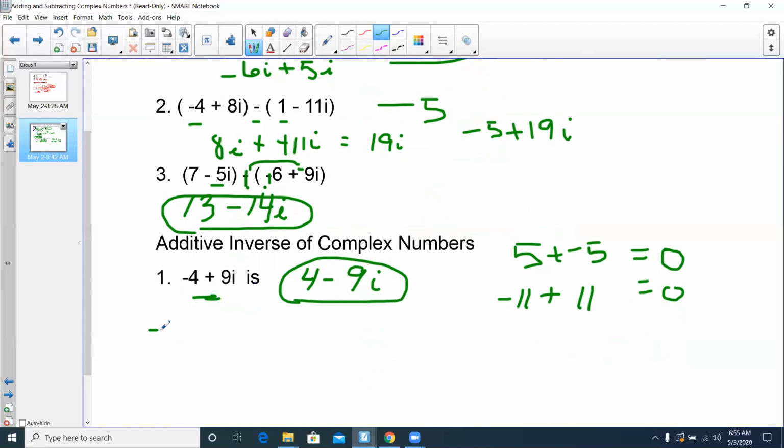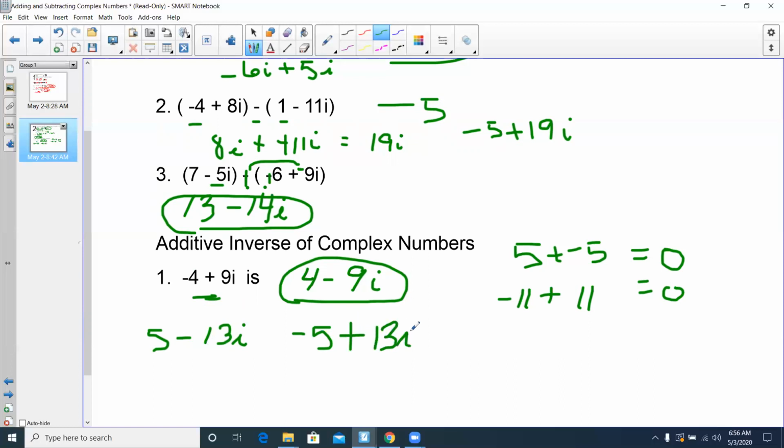Let's suppose we have 5 minus 13i. Additive inverse. What do I add to this guy so that it will end up being a 0 when I add the two together? Well, if this is 5, 5 plus what would give you 0? That would be negative 5, right? We kind of did this back here. Minus 13i. What would I have to add to this guy to make it 0? That would be a plus 13i.